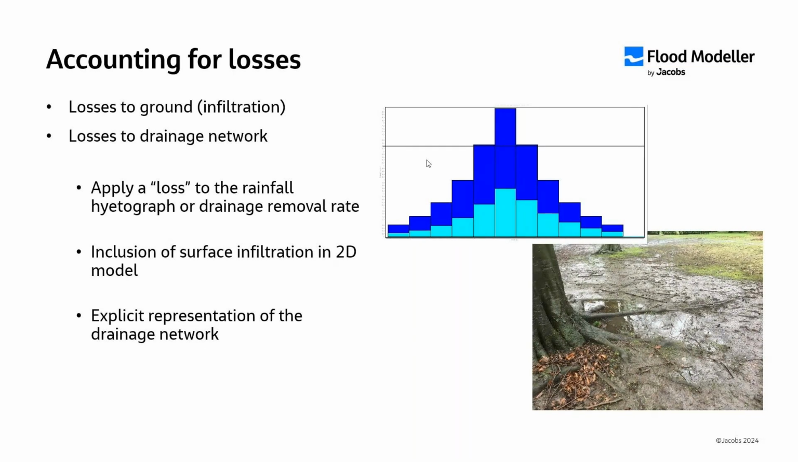We also have losses to drainage networks. So where we've got a formal drainage network, so we've got highway drainage or sewer systems, a loss of water will be moved quickly into that network and taken out of the catchment and removed as a source of risk.